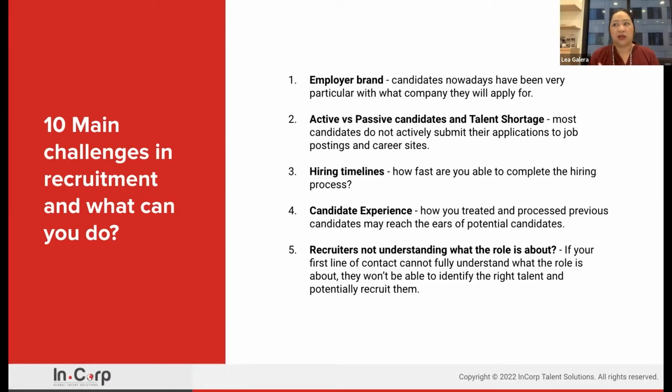For the second one, active versus passive candidates and the talent shortage that we have right now. Most candidates are not really actively submitting their applications to different job postings and job sites. I think you would notice as well that you might be able to post a position and get a lot of candidates, but a lot of them are not really qualified for the position. So basically, companies would need to invest in different recruitment strategies. You can invest in recruitment firms, you can do social media recruitment, and basically target passive candidates.